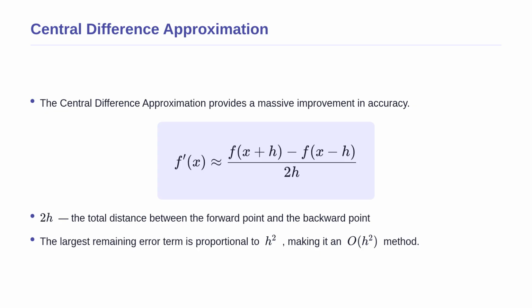The most amazing part of this method is its truncation error. Because the h terms cancelled out, the largest remaining error term is proportional to h squared. This means if we cut our step size in half, the error drops by a factor of 4.